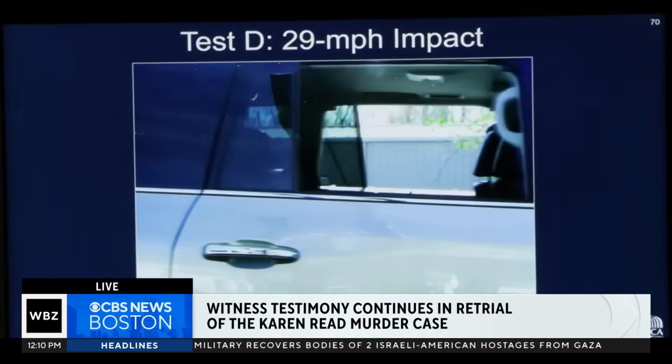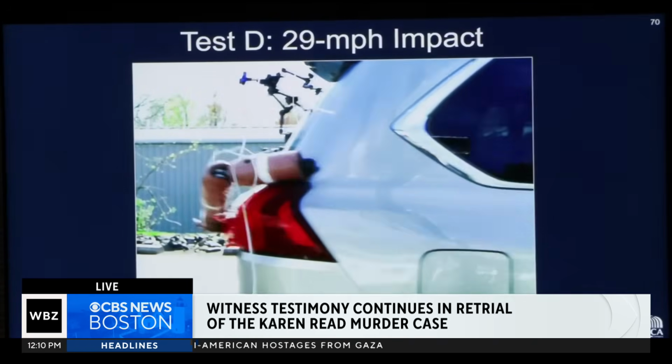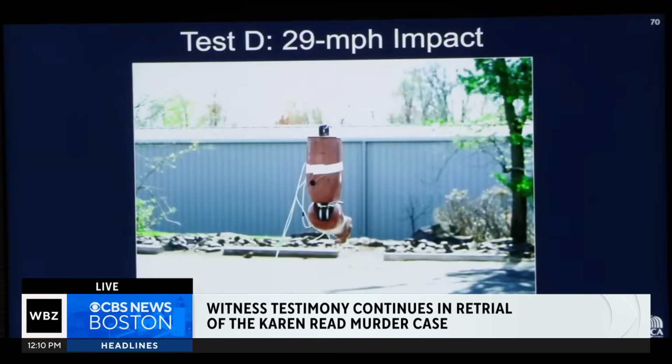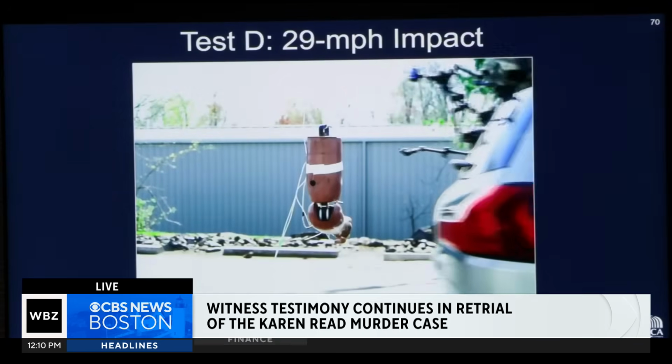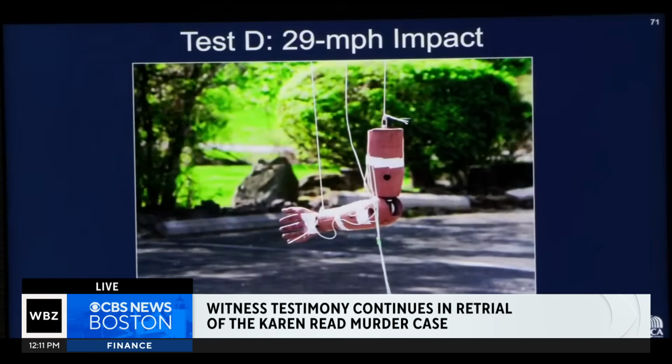Was this strike more reflective of what you were attempting to replicate? Yes, this was a more central impact to the arm, yes. Thank you. Next slide, please. And what is this? So this is a high-speed or slow-motion video depicting the test D at 29 miles per hour, just a different perspective than the previous video.